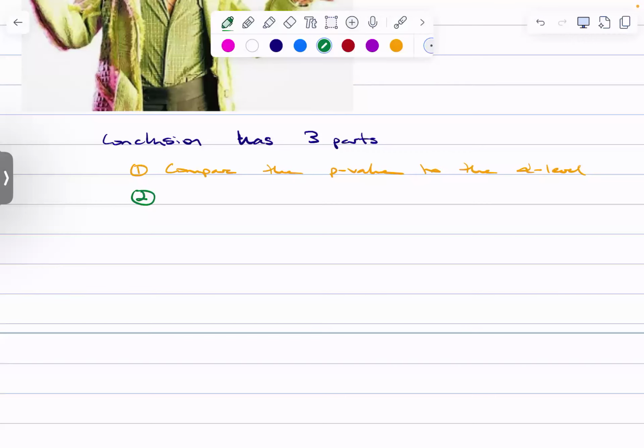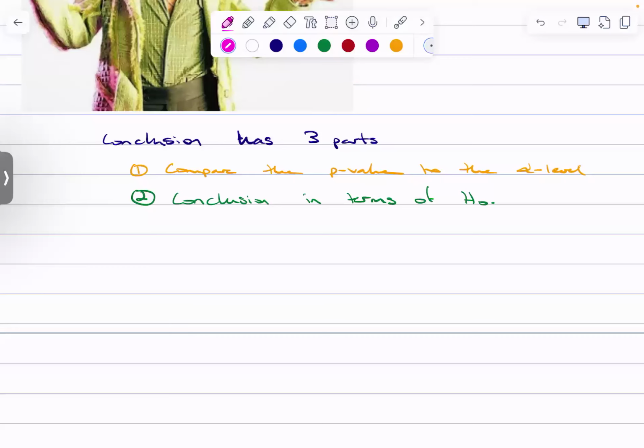Then you're going to state your conclusion in terms of H naught, right? You either have enough evidence to reject H naught or you do not have enough evidence to reject H naught. So then you state your conclusion. Conclusion in terms of H naught.